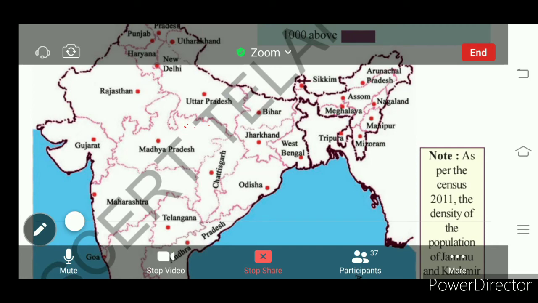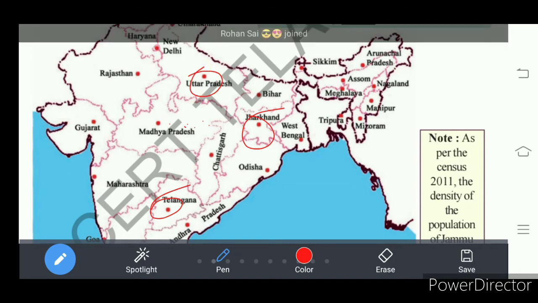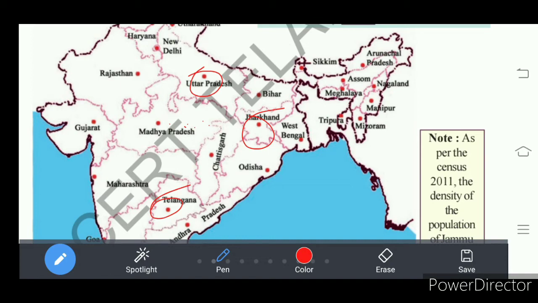And their capitals: every state capital is shown with red dots. Look here. Telangana's capital is Hyderabad. Then here, Uttar Pradesh's capital is Lucknow. That is shown with red color. This is one dot, shaded with red color.